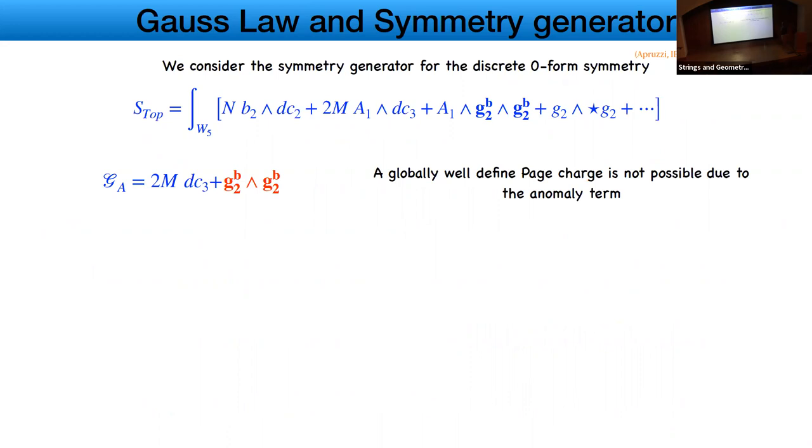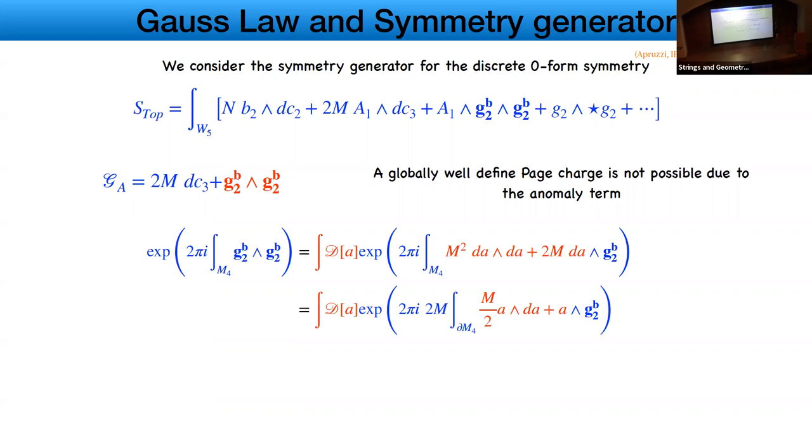Good. So when I now compute the Gauss law for this, associated to A1, which is a zero-form symmetry, I get two pieces. I get a piece like this, and I have this piece appearing next to it. And to try to compute the charge, I would need to basically pull a derivative from this guy, right?